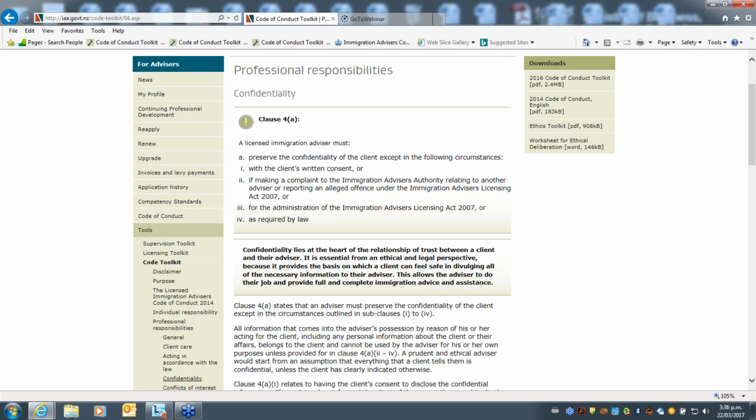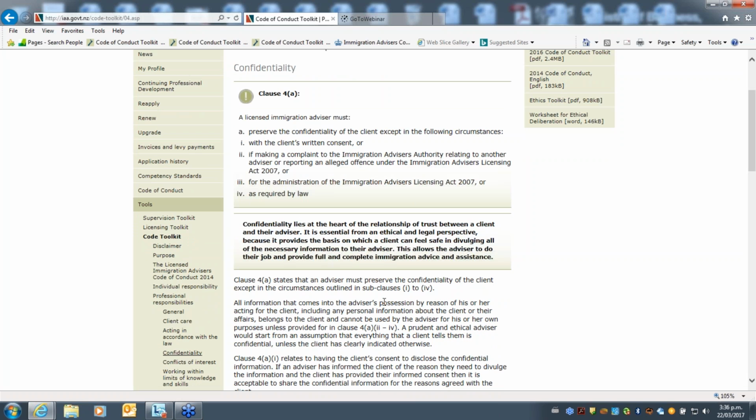So it is really important that you take this seriously and that, I guess, confidentiality is your default position, that you are always preserving that confidentiality. It is the heart of a relationship of trust, and as I mentioned before, you need to be able to have a relationship of trust and confidence with your client. And yeah, it provides that safety that the client can feel to tell you the information that they need to for you to do your job.